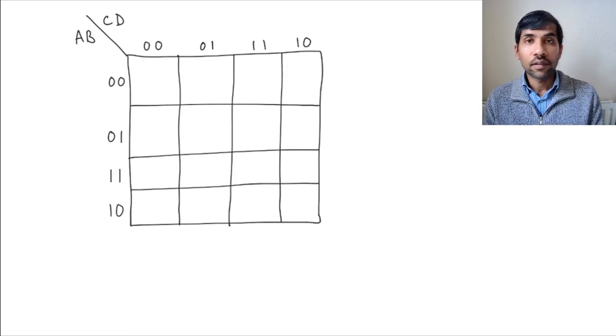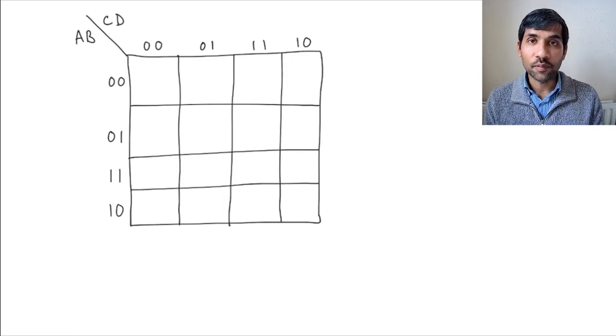Okay, let's add a little bit more complexity to what we have learned already. And we are not going to add complexity by considering a five or six input truth table, though you can read up about it in the textbook.